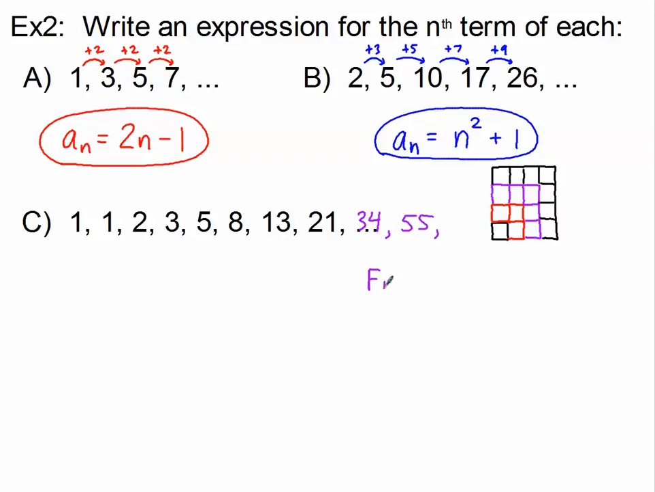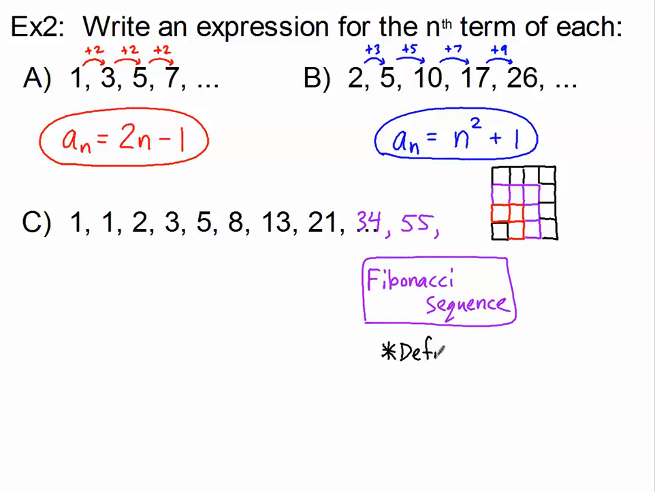This is actually called the Fibonacci sequence. You might have seen this before, the Fibonacci sequence. It's a pretty popular sequence. Let's see if we can write a rule for this. Now, to be able to write this rule, we have to define this recursively. I'm going to say defined recursively. What that means is we cannot just write a single rule that works. Defining something recursively means we actually have to define the first couple terms first.